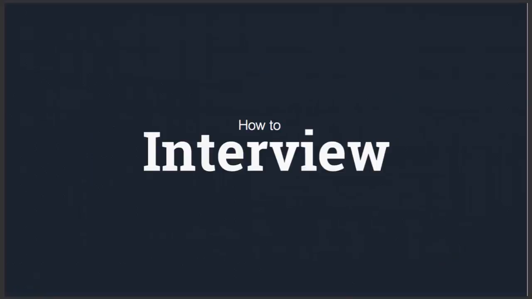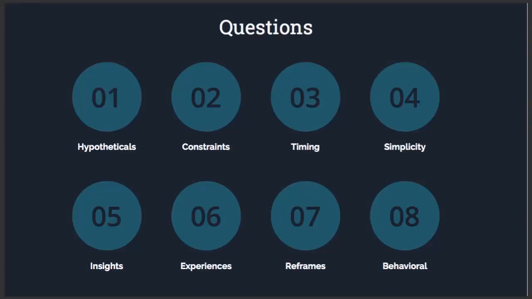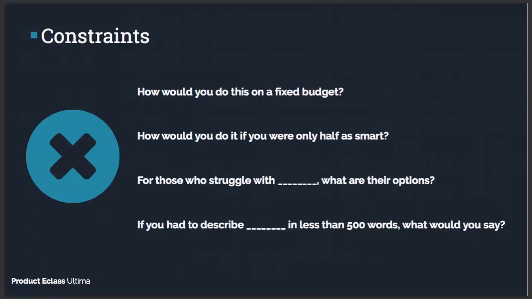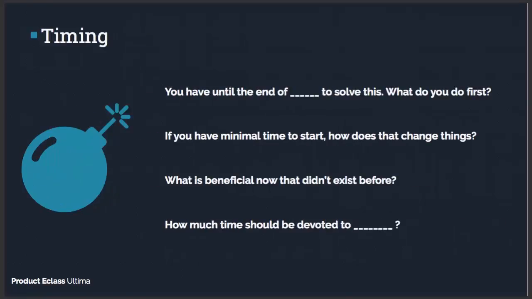We break down specifically how to do the interviews. I give 8 different types of questions that you can ask with very specific examples of each and every one of these questions, such as hypothetical. If you could wave a magic wand over blank, what would happen? Constraints. If you had to describe blank in less than 500 words, what would you say? Things like that. Timing. If you have a minimum time to start, how does that change things?